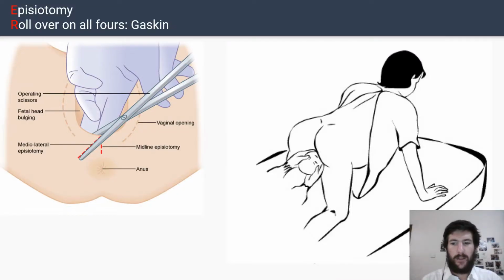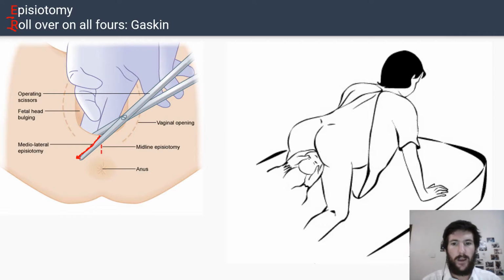So the last part of ALARMER, that is the E and the R, is episiotomy and roll over on all fours. The episiotomy is all the things that we know as episiotomy. We will talk a little bit about it in the next slide, but it's only to open the diameter here of the soft parts of the mother in order to increase the chances of the baby to go out.